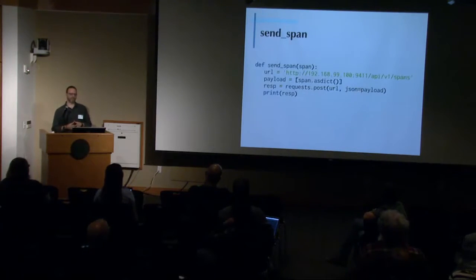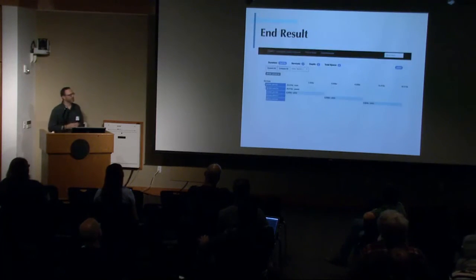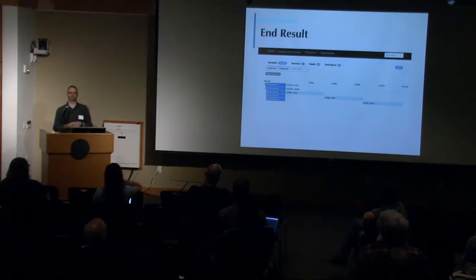Make span is you pass the arguments in, and you create the span object. And then send span is going to know how to take that span object, turn it into JSON, and then send it to the Zipkin API. And then the end result of this is that you get the visualization just like Zipkin uses for distributed tracing, only now it's displaying a visualization of the tracing of the program that I just ran.